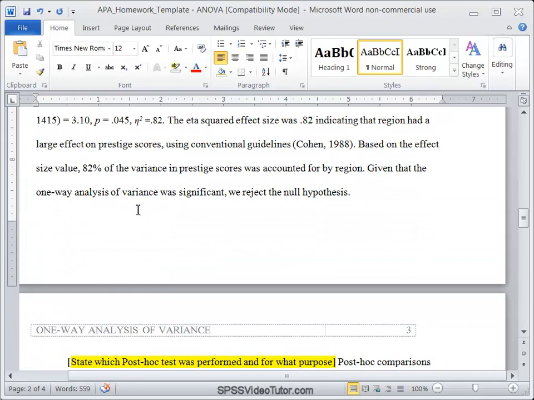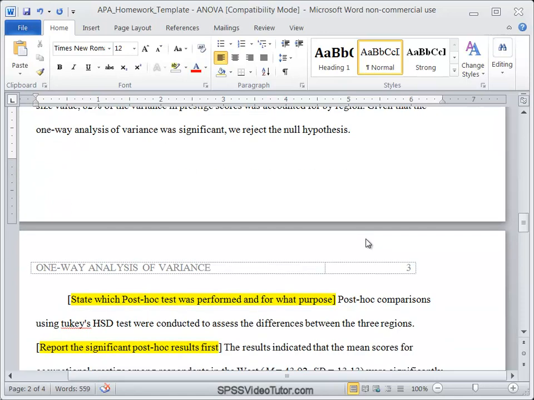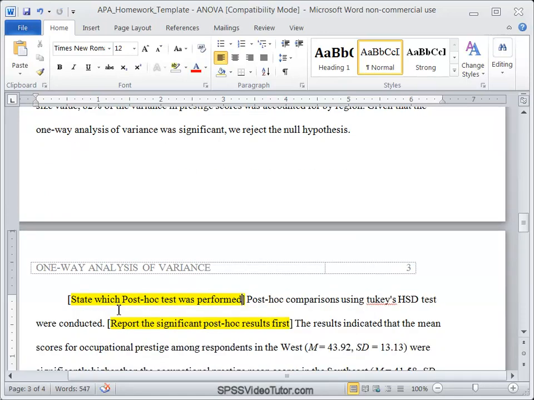Given that the one-way analysis of variance was significant, we reject the null hypothesis. Now remember, the ANOVA only tells us if there is a significant difference. It doesn't tell us where the differences lie, so we have to report on the post hoc test. So next, you just state which of the post hoc tests were performed. Post hoc comparisons using Tukey's HSD test were conducted.